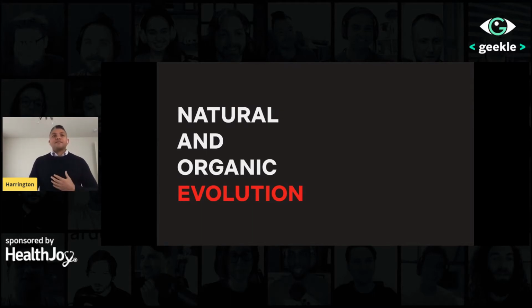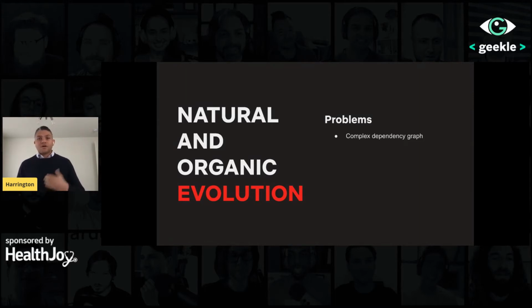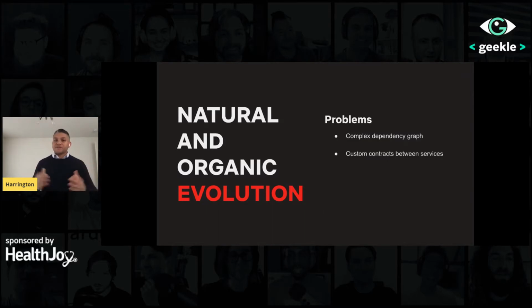So the natural and organic evolution also leads to the following problems. As you saw, complex dependency graph. Services depend on each other, and as the graph of those services grows, dependencies become more complex. Custom contracts between services. Service owners engage in custom contracts, such as notifying each other when something happens. For example, Service A may notify Service B when something happens, but it may also engage with Service C about something else. So now Service A owns a lot of custom contracts.